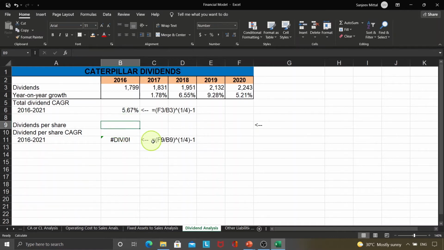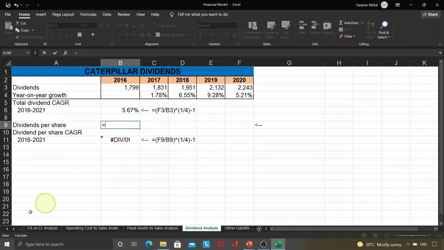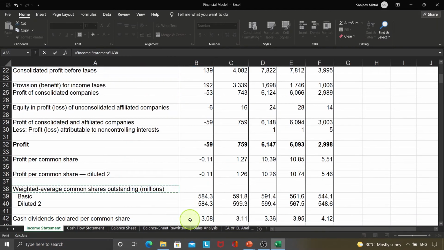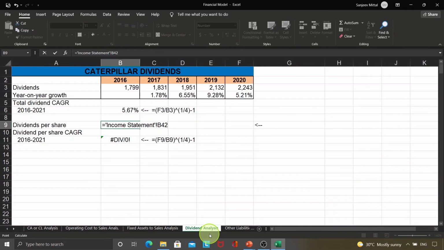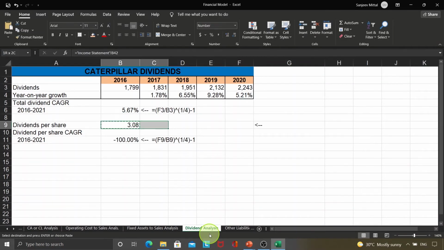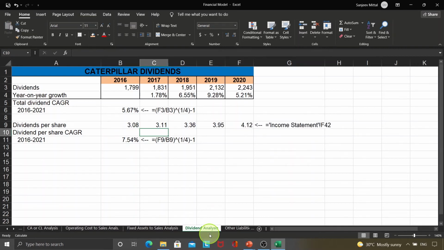We can also find the dividend per share and its CAGR. If I try to find dividend per share, we can go to our income statement. Inside the income statement, we can simply get our cash dividend declared per common share. If I paste the number here and copy it for all the 5 years, we simply get our dividend per share for all the 5 years. Based upon that, we can also calculate its CAGR.